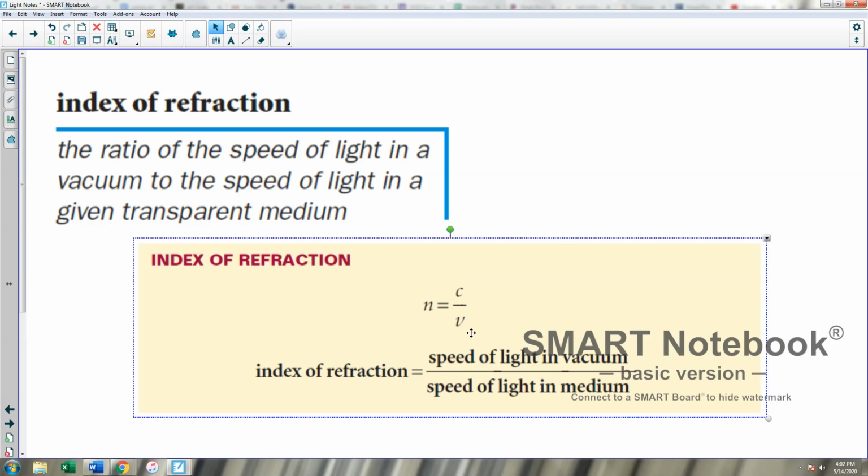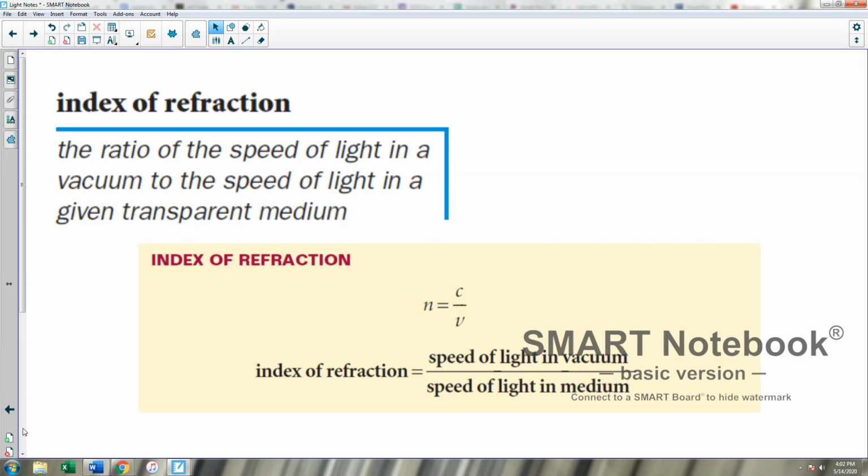Okay? But if it slows down to half the speed, if the velocity in water or whatever was half the speed of light, then the speed of light divided by half of its speed would be 2. So the index of refraction would be 2 if it slowed down by half. So the bigger n gets, the index of refraction, the more light is slowing down.